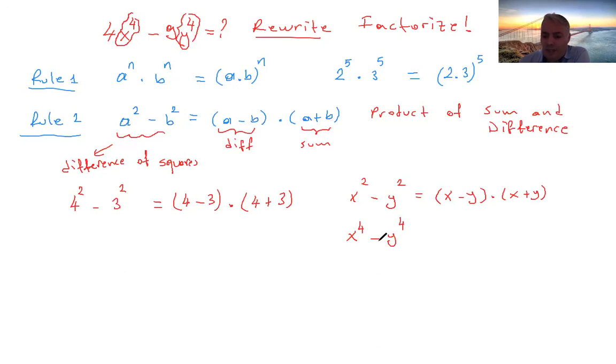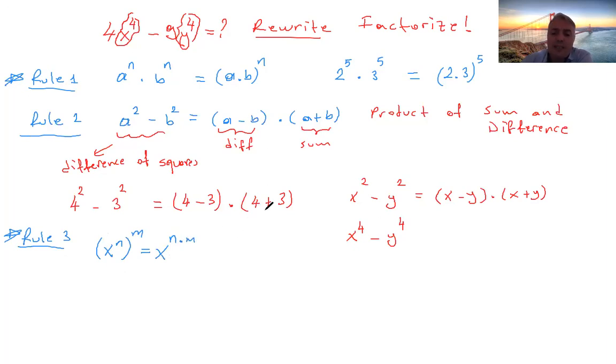This is now a difference, but my formula is not for power 4. It is for power 2. So what can I do? Let me say one more rule, rule number 3. These rules we already studied before. The rule is this: x to the power of n to the power of m is equal to x to the power of n times m.